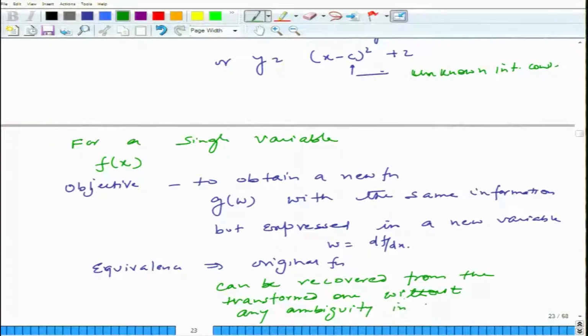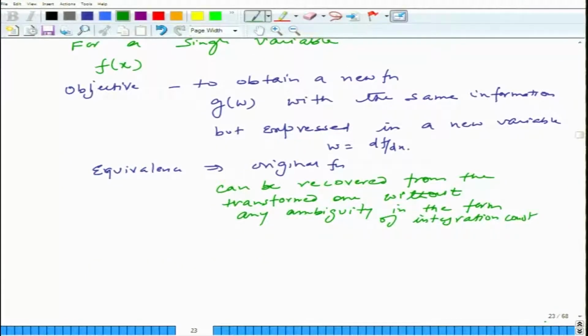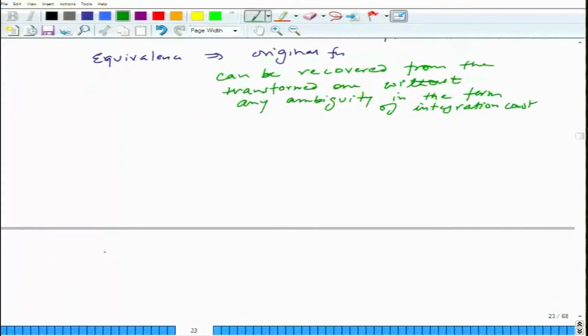Okay, so the equivalence basically means that we can recover the original function from the transform one without any ambiguity in the form of an integration constant, okay. This can be done through a mathematical operation which we are going to describe subsequently: the Legendre transformation. I am going to prove it for only a single variable.